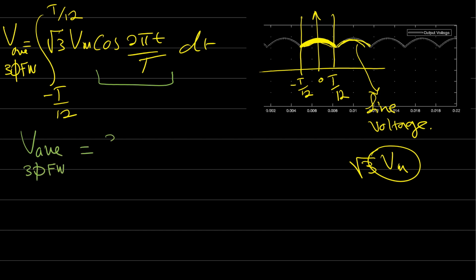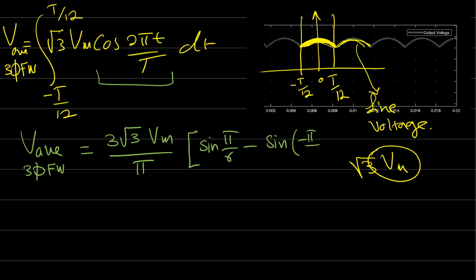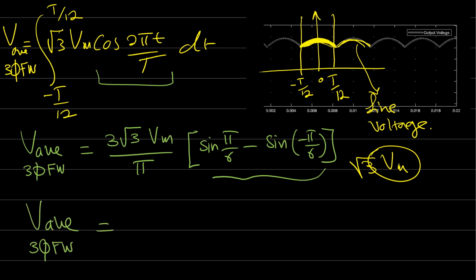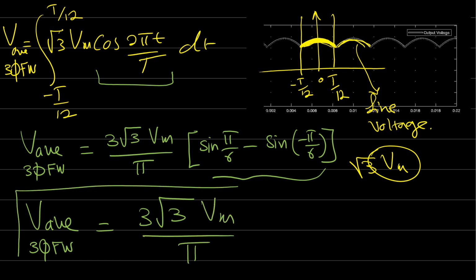Simple integration, this will be the square root of 3 times V maximum over pi times sine pi over 6 minus sine minus pi over 6. Calculate these values, and you will get that the average voltage is equal to 3 times the square root of 3 times V maximum over pi. This is the average voltage here.